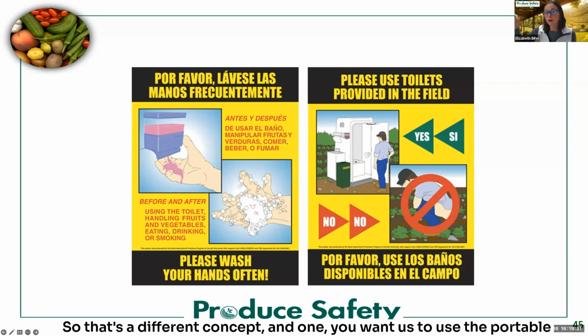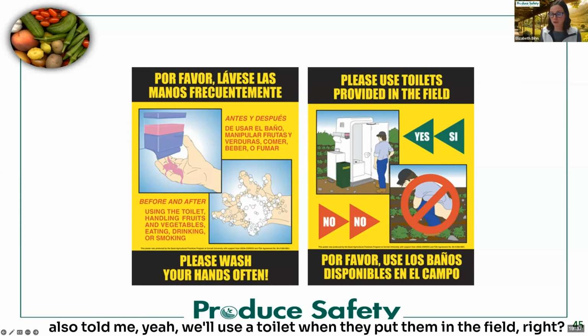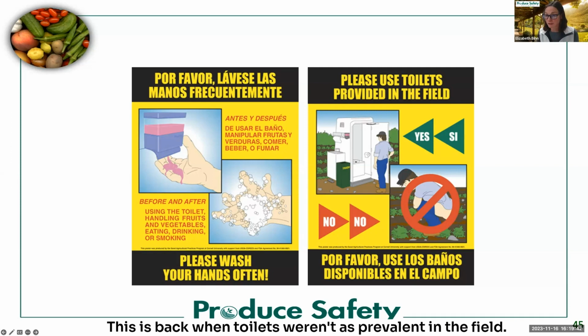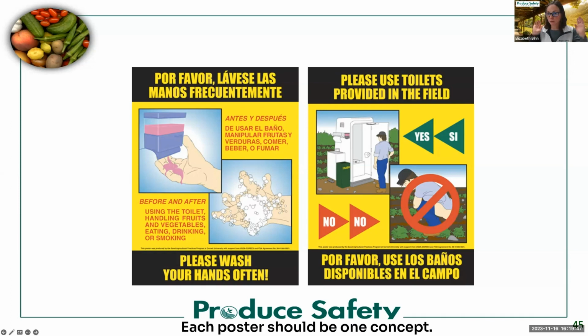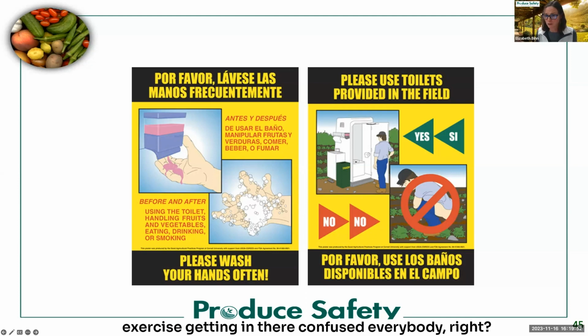And I will say at the time I did this 20 years ago, the farm workers also told me, yeah, we'll use a toilet when they put them in the field, right? This is back when toilets weren't as prevalent in the field. So they told me to break it into two concepts. Each poster should be one concept. Don't mix concepts, because that whole thing of exercise getting in there confused everybody, right?